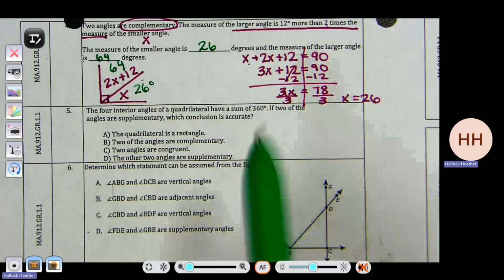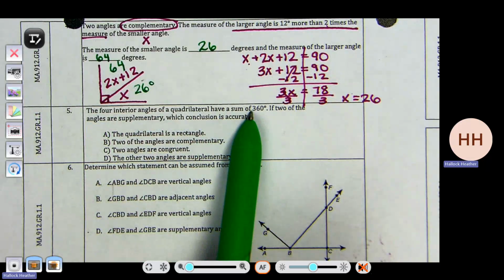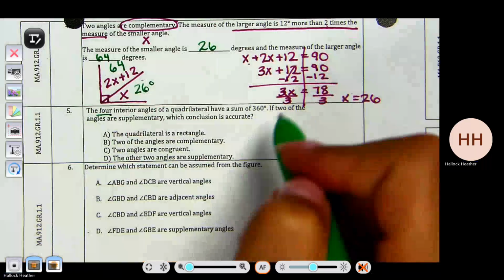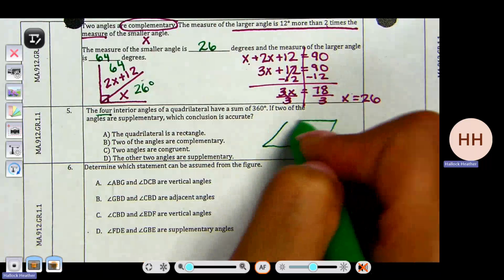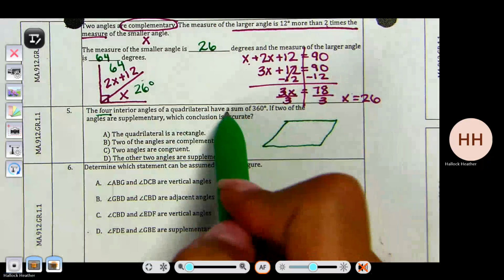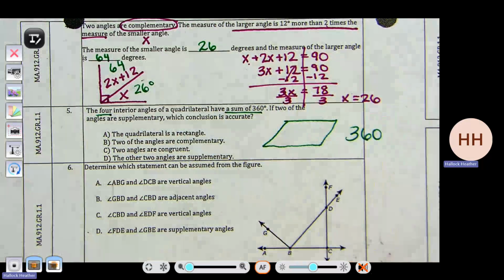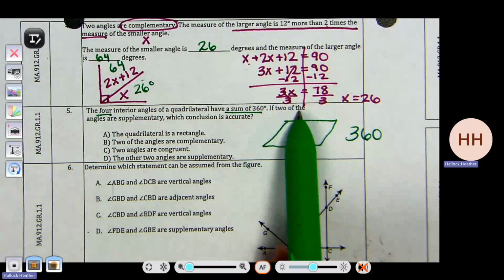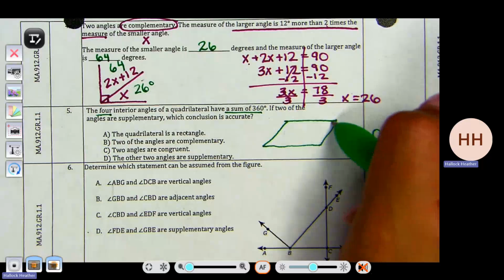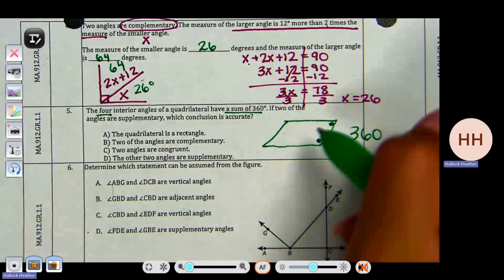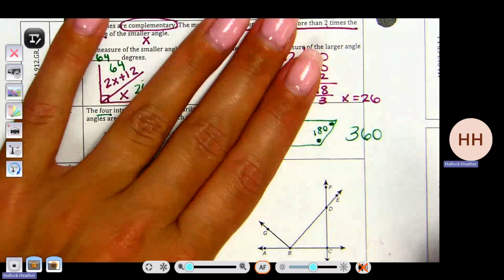Number 5 says the 4 interior angles of a quadrilateral have a sum of 360. So it says 4 angles of a quadrilateral. So you have 4 angles. So I'm going to make like a parallelogram. The total sum is 360. So in total, the whole thing is 360. If 2 of the angles are supplementary, so let's just say these two right here are supplementary, that means together they add to make 180. So basically this side of the picture is 180.